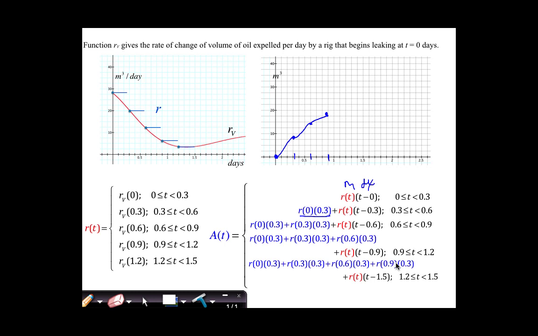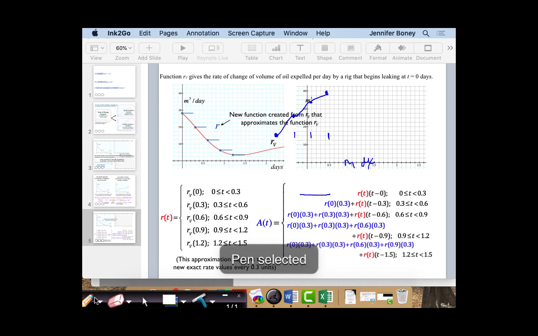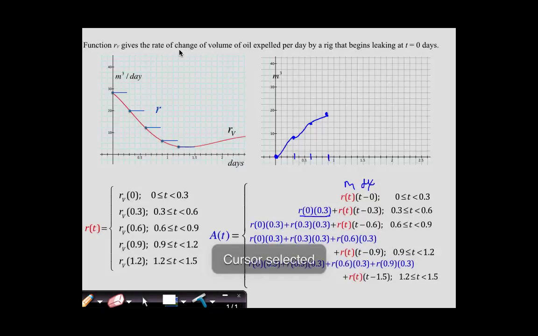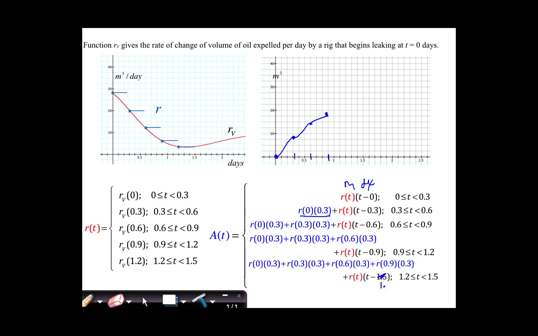Sorry, typo. Let me fix this, because that's not good. This number here is supposed to be a 1.2. However far I am past 1.2, as long as it's not past 1.5, that's our dx, or how far we've gone into this current interval. How long have I used this most recent rate for?